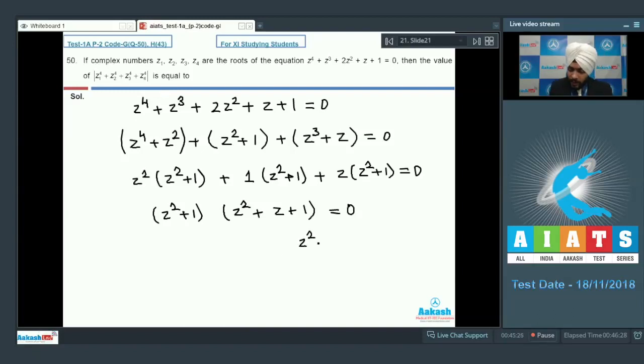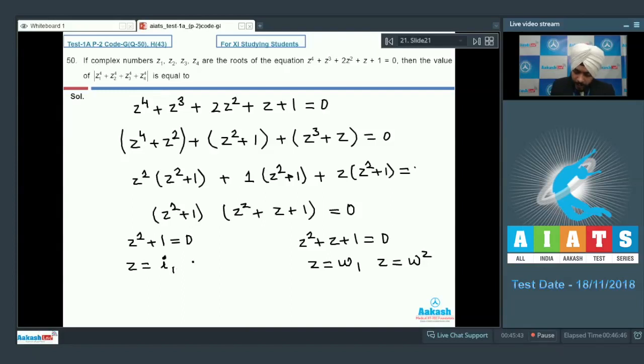We know that roots of the equation z square plus z plus 1 equal to 0 are z equal to omega and z equal to omega square. Z square plus 1 equal to 0. The roots are iota and minus iota. So just by factorization, we are able to find out all the 4 roots. Iota power 4 will be 1. Minus iota power 4 will be 1. Omega power 4 will be omega. Omega square power 4 will be omega power 8.